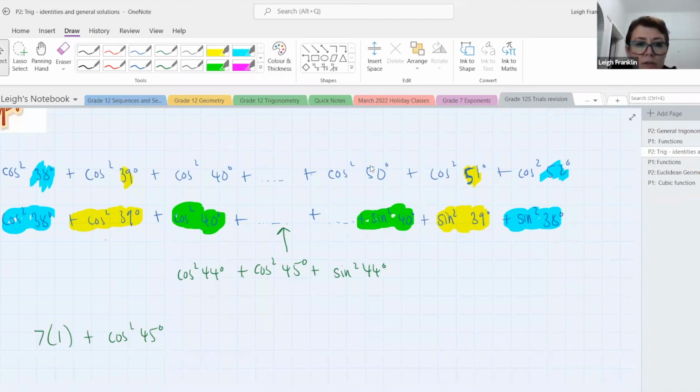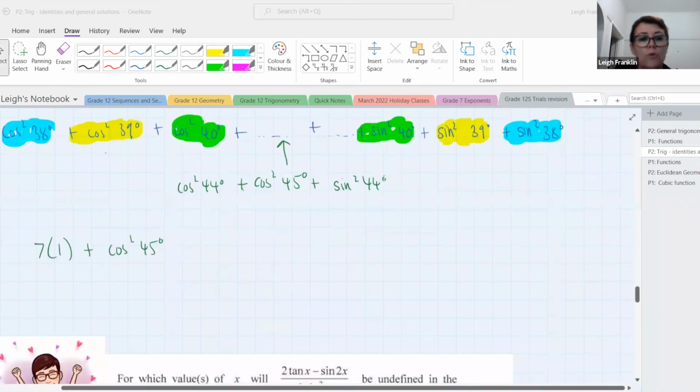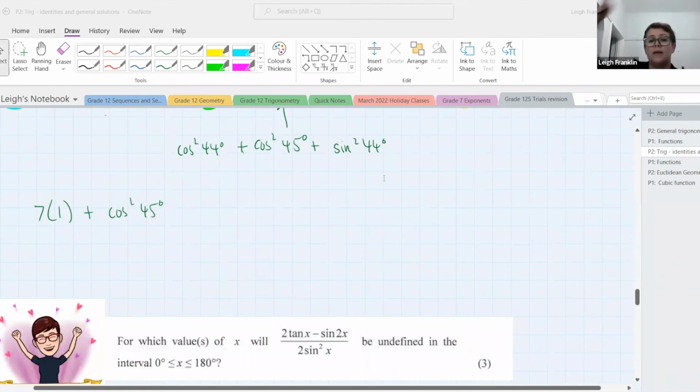Let's just see what you guys are saying in the chat. Yes, yeah, you would, wouldn't you? But you've counted 45 twice, but it's going to be on its own in the middle, isn't it? With cos squared 44 on the one side and sine squared 44 on the other.